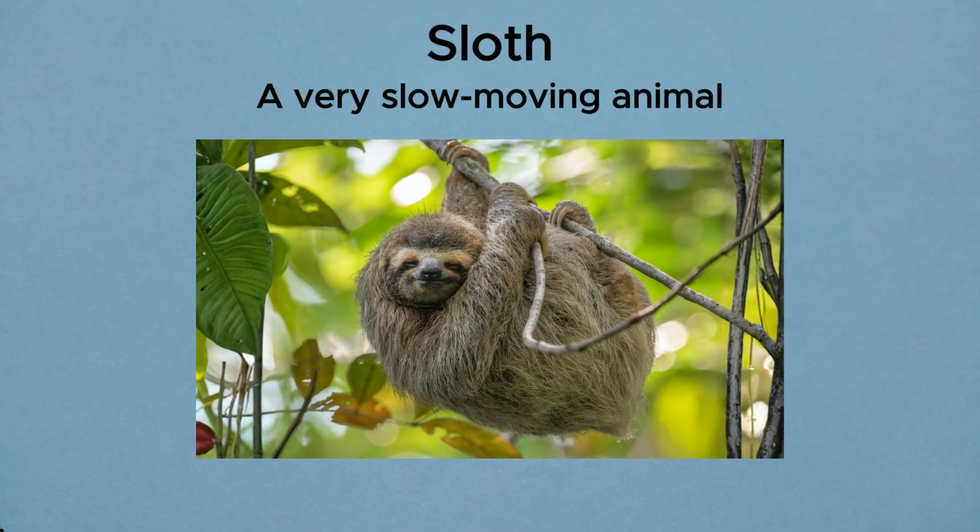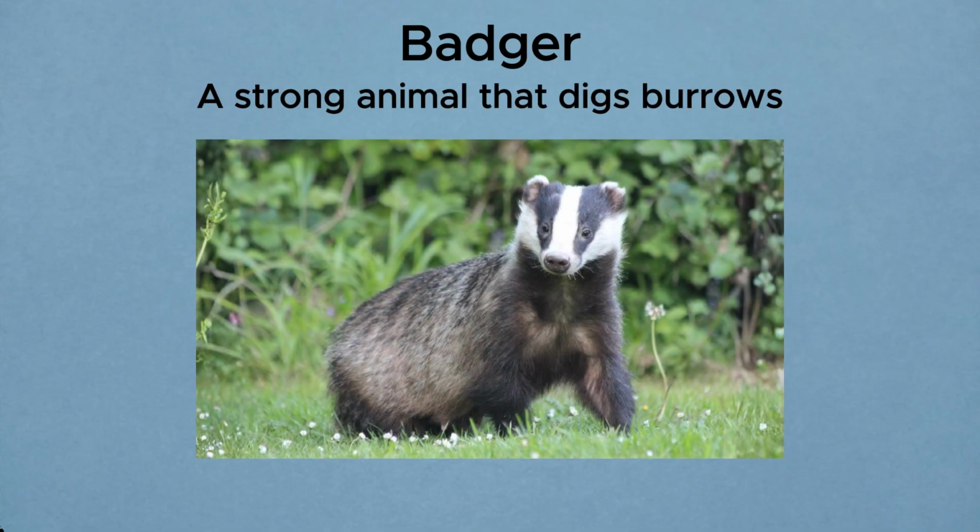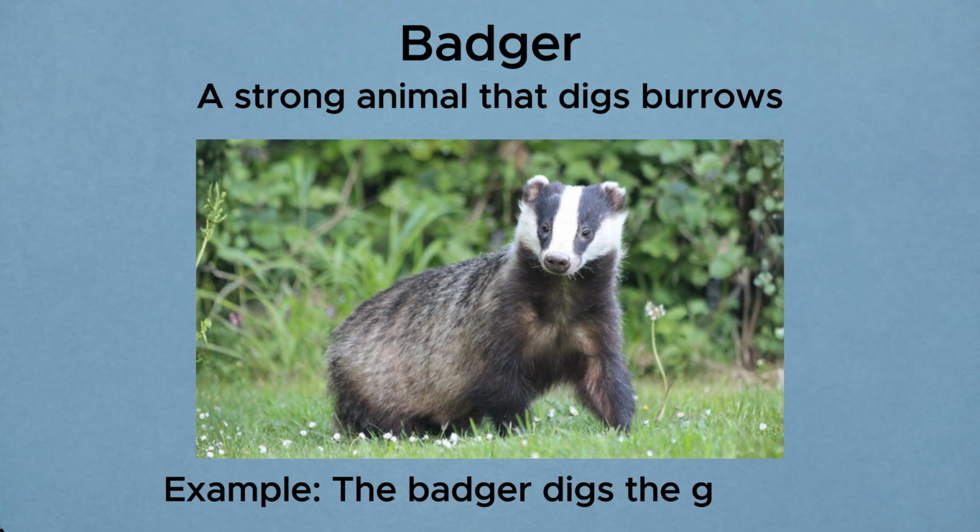Sloth. A very slow-moving animal. Example: the sloth hangs from a tree. Badger. A strong animal that digs burrows. Example: the badger digs the ground.